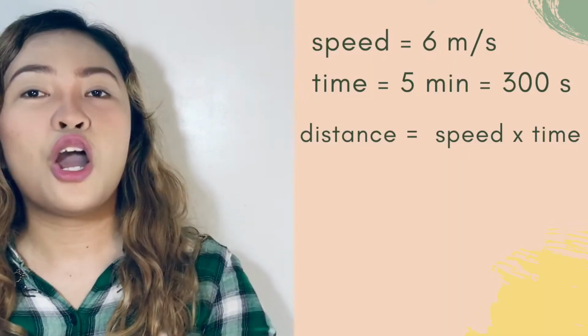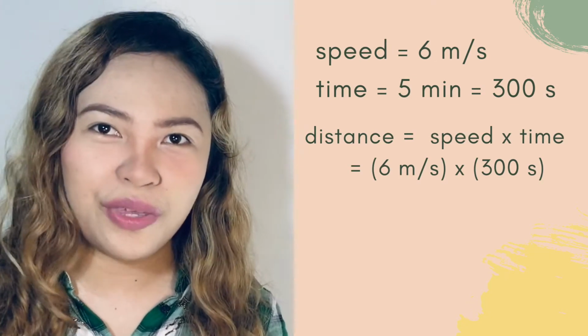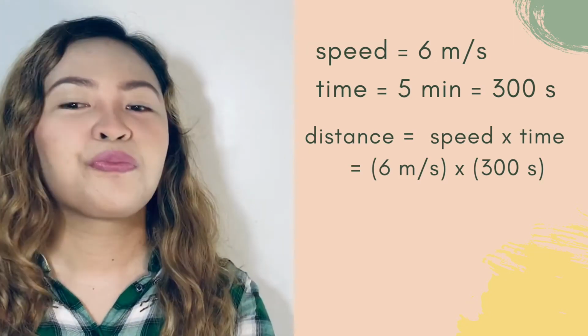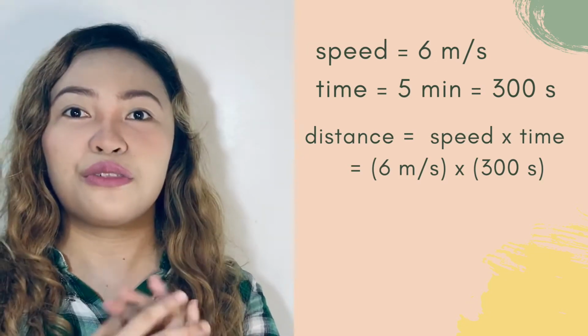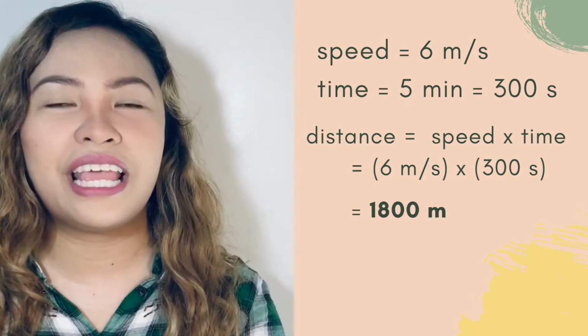We have to rearrange the speed equation, and it should look like this. Distance is equal to speed multiplied by the time. Substituting the values in the equation, we have distance is equal to 6 times 300. So cancel the seconds out. You get distance is equal to 1,800 meters.